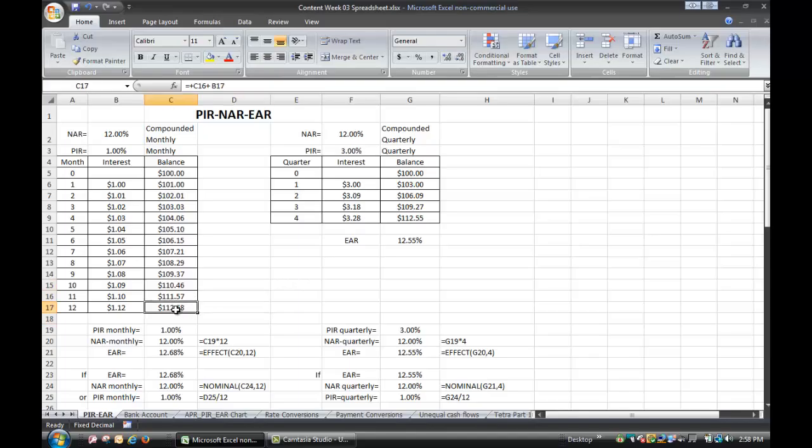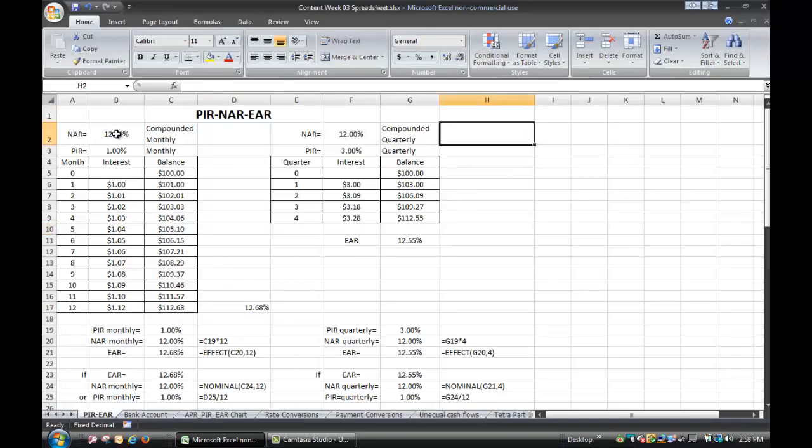So what is the EAR then? It is 12.68%. That is what we have earned in this $100 to get to $112.68. This is the EAR. Before we go into the calculations, let's just contrast this with quarterly.